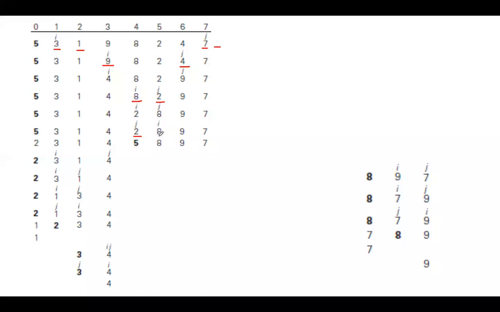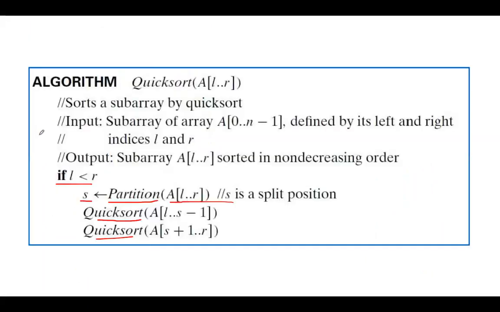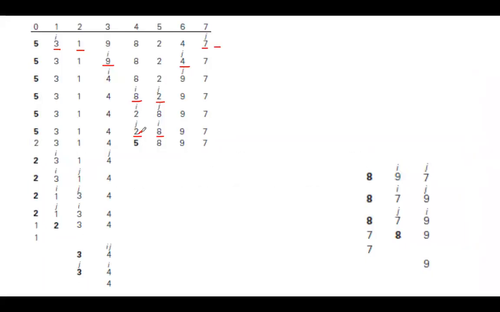j has arrived here. I is here. Now the I value is greater than j. So we will stop the increment and decrement process. Next thing is to swap A of j with the pivot element. 2 will come to the first place and 5 will come here. So this is the end of the first pass. The first partition is over. Our pivot element was 5. We have done the partition up to here.